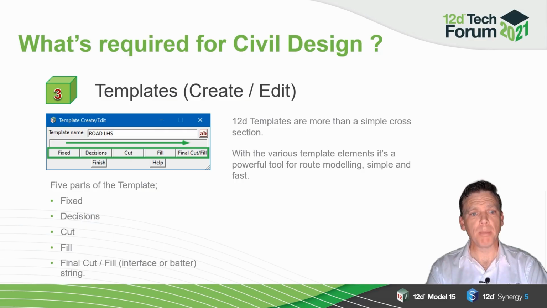So when we're creating our templates, it falls through this option. It goes through the fixed part of the template through to the decisions, cut, fill, and then to the final cut fill, which is essentially the last part of the interfacing up or down to the triangulation. So all those parameters can be set within those, and that will produce a number of strings for us. Various templates can be used, and the decisions can be quite a powerful tool to model different rock stratas and such. But we'll be looking at it in a simpler fashion in this case.